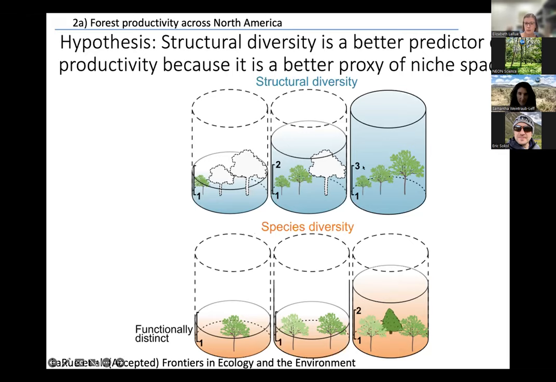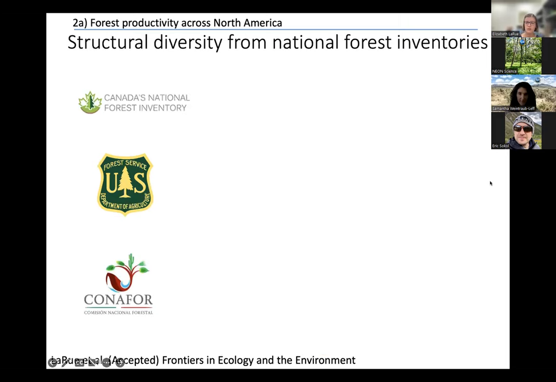And to do that, we pulled national forest inventory data from three countries of North America: Canada, the United States, and Mexico. From these inventories, they all measure the diameter of the trees, the height of the trees, and also have a species identity provided for the individuals that they've measured. So we took advantage of this, and this is relatively common forest inventory data. We wanted to generate metrics that would be relatively easy to use for forest managers, with available data that they're used to using.